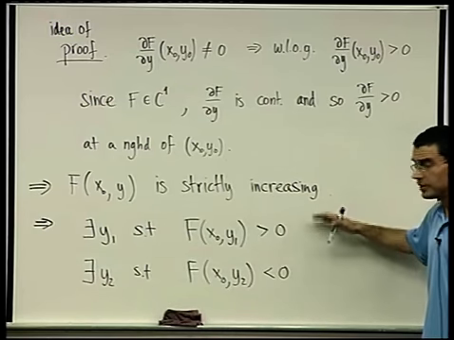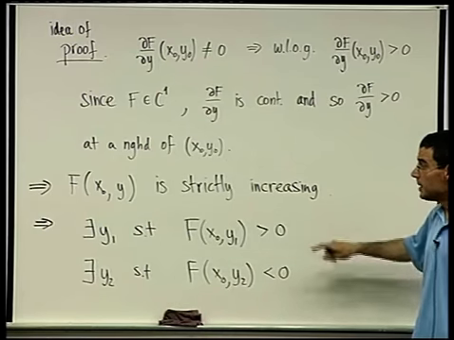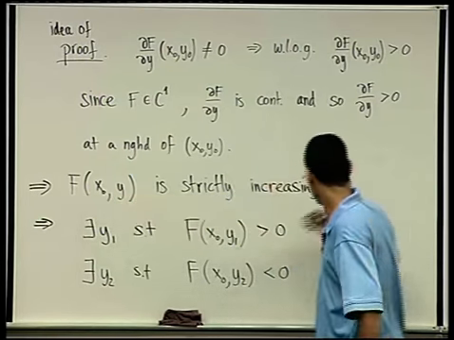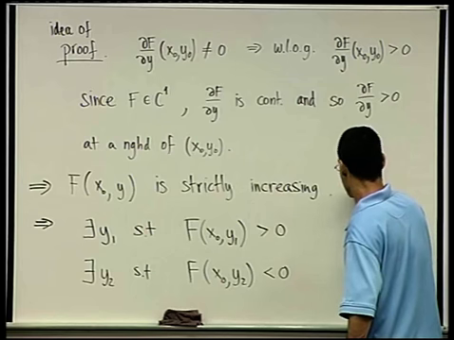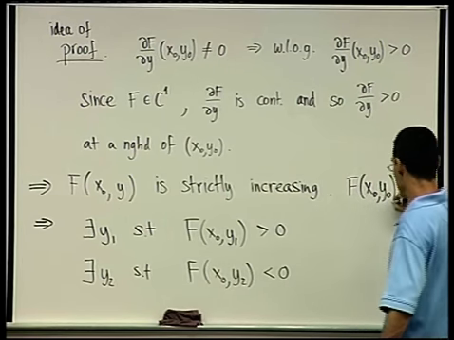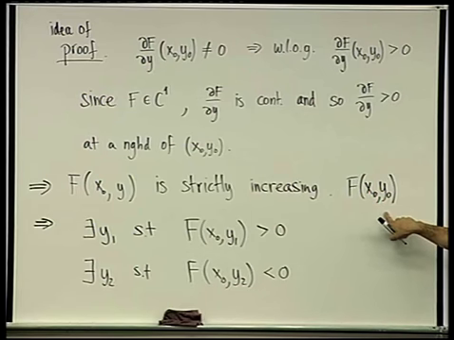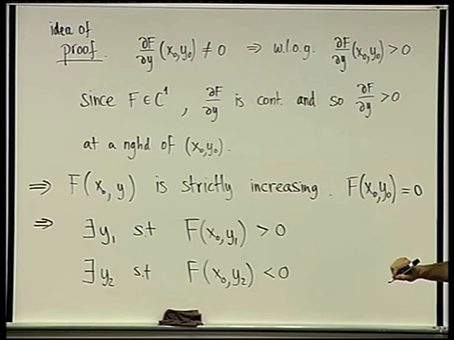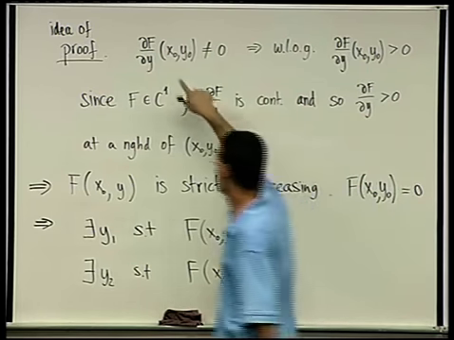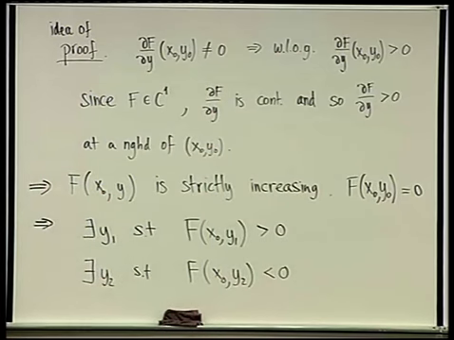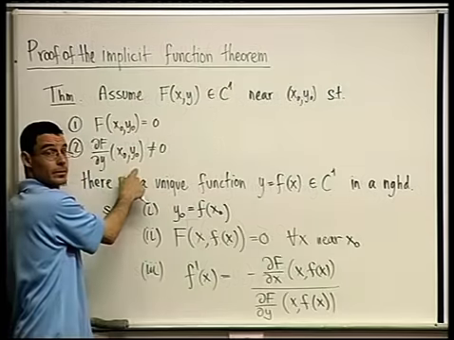How do I know this? Because I know the value of f at x0, y0. Maybe let's add it here. f at x0, y0, what's this value? This is 0. That's the second assumption of the theorem, right? The theorem had two assumptions, that this is 0 and that the derivative is non-zero. Remember? Look back at this board a second. Good?